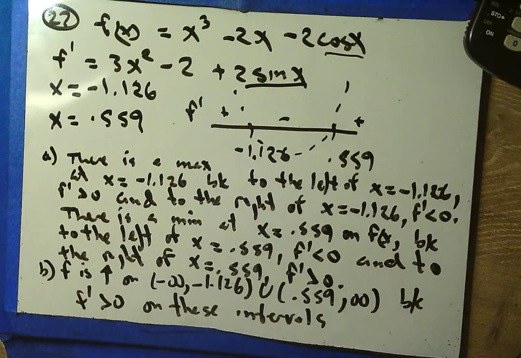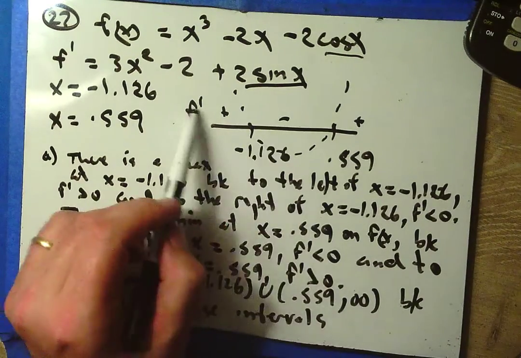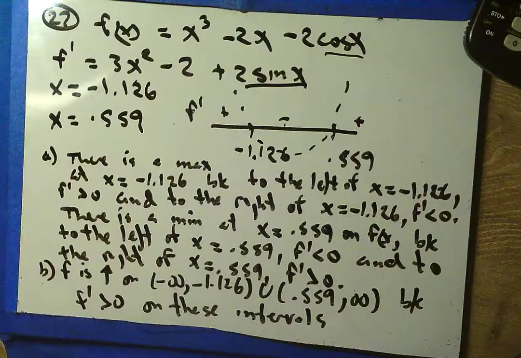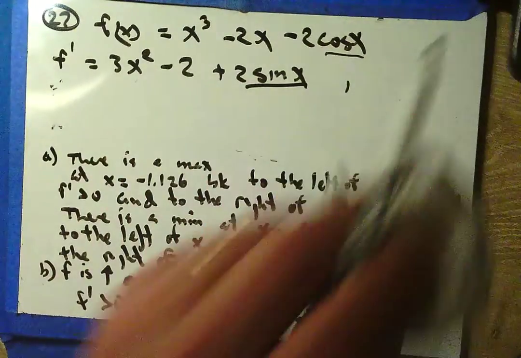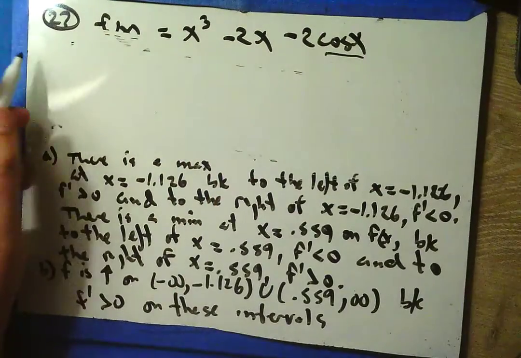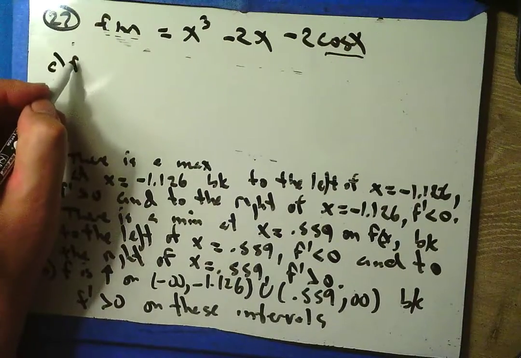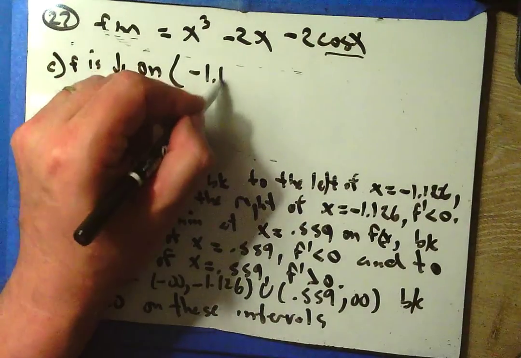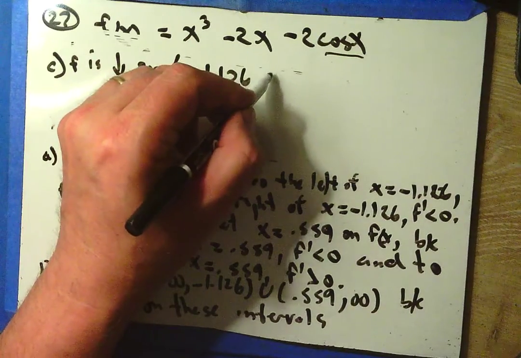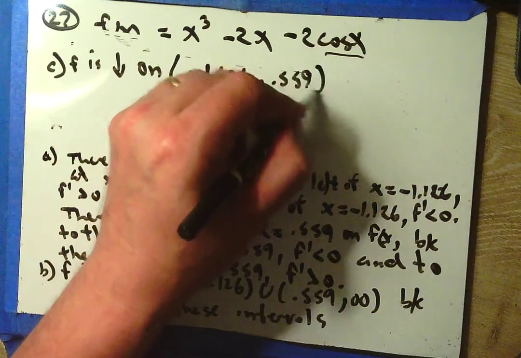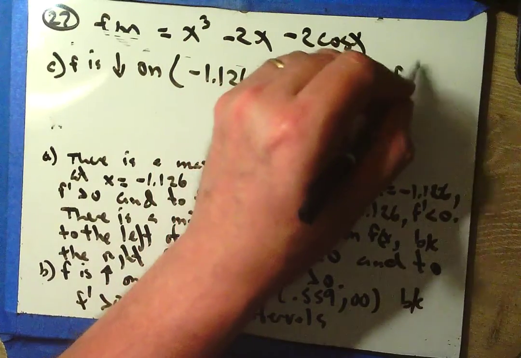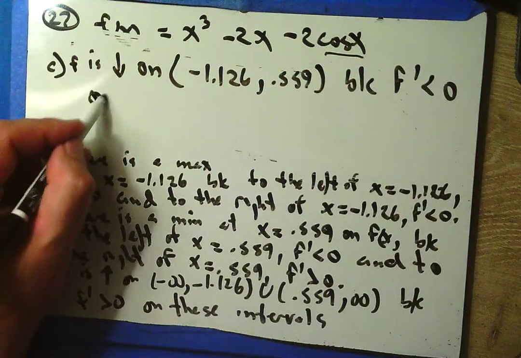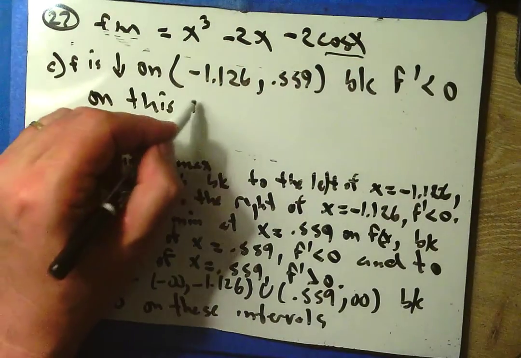And when is f decreasing? F is decreasing whenever f prime is negative, so from here to here. So we can say, for part C, f is decreasing on negative 1.126 to 0.559 because f prime is less than 0 on this interval.